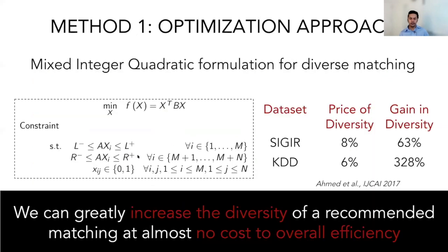So to solve these problems, we first started back in 2017, and we proposed an optimization approach. And without going into the details, the key idea was that we found that we can get large gains in diversity by losing very little utility. So we lose only 6% utility for some paper reviewer matching problems, while we gain 328% diversity. So this was a promising result.